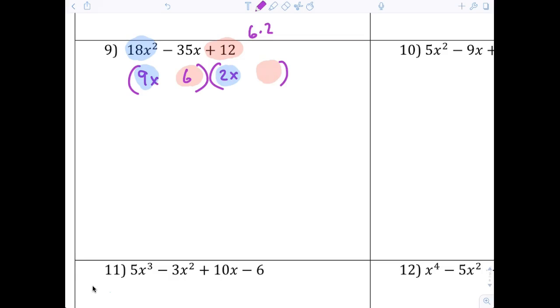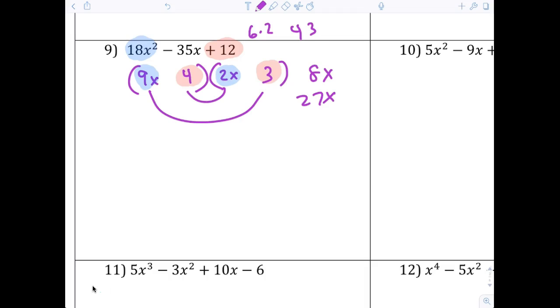What are the other factors of 12? Yep, so we're going to do 4 and 3 now. Where does 4 have to go? On the left, and 3 has to go on the right. Now we're going to check to see if we're right. How much is this? How much is that?